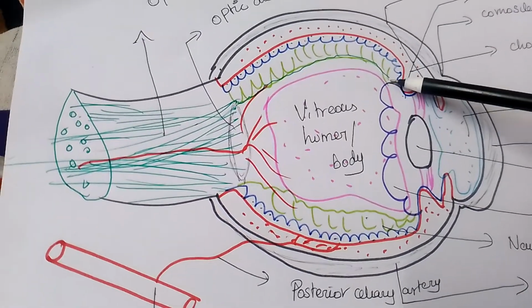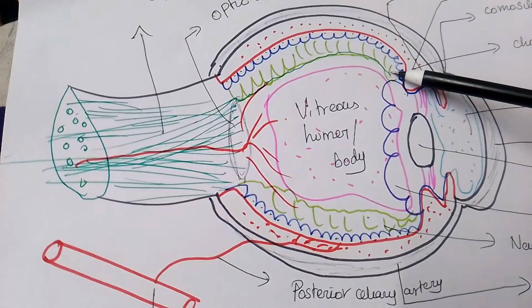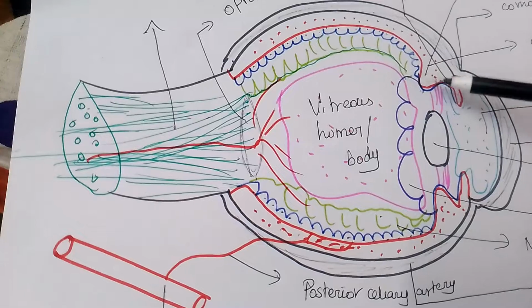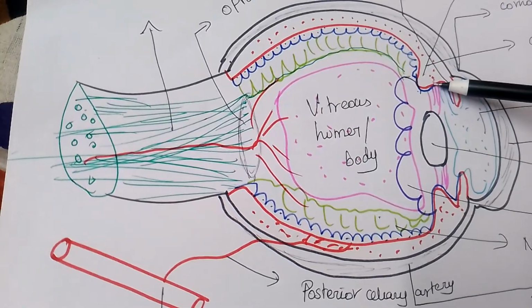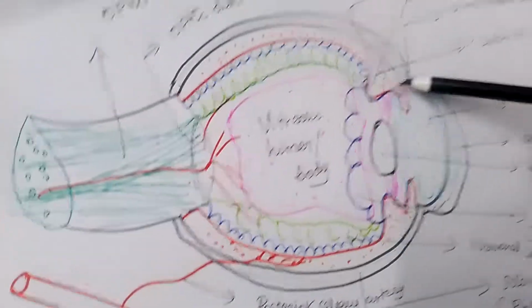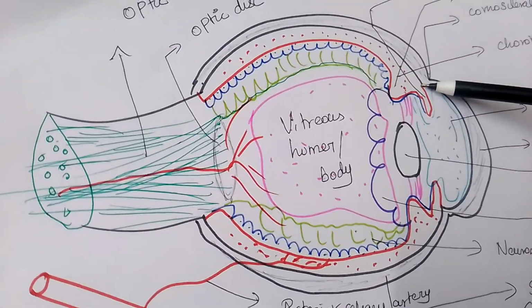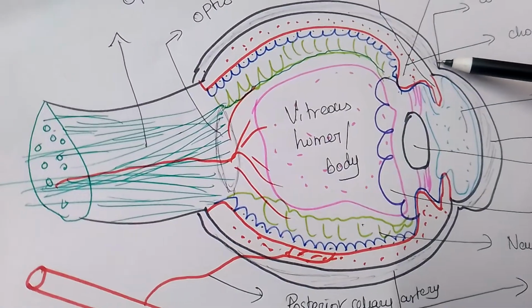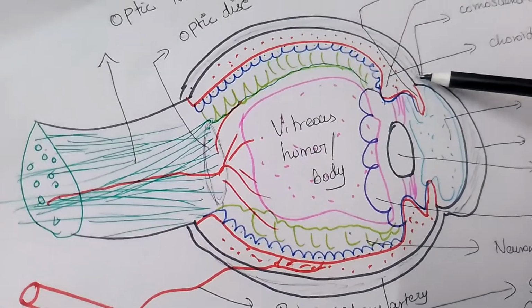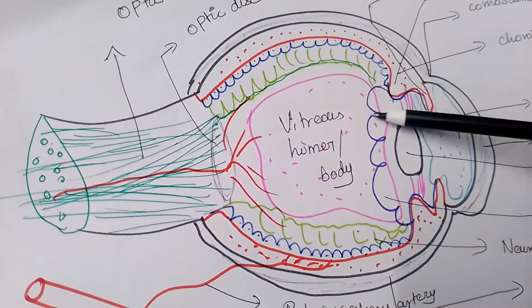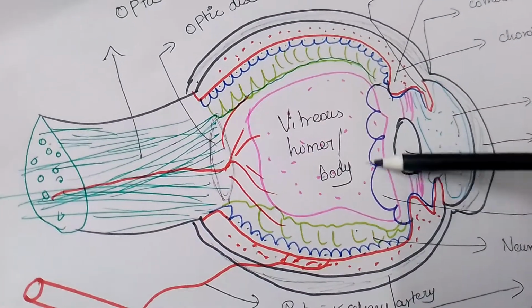Then you must understand what is called the ora serrata. The ora serrata is the light sensitive part of the retina where it starts from. It lies within 5 mm of the anterior equator of the eye. So at the anterior equator, there is a finger-like projection which is present in the eye.